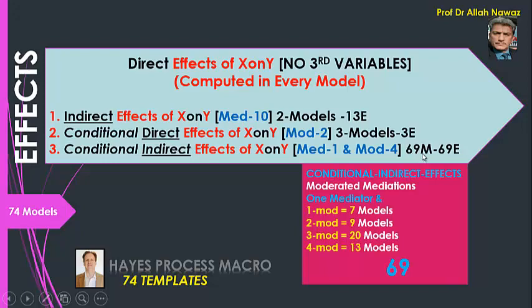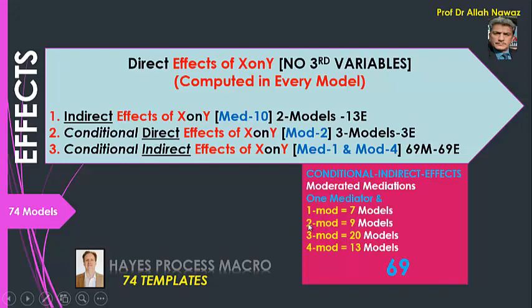So there are 69 models creating 69 effects. We can understand these 69 models, which are related to the moderated mediation or conditional indirect effects of X on Y. We can divide them into 4 subgroups: group 1, group 2, group 3 and group 4. We will use these 1, 2, 3 and 4 as representing that when there is 1 moderator in the presence of 1 mediator as well, there are 7 models.